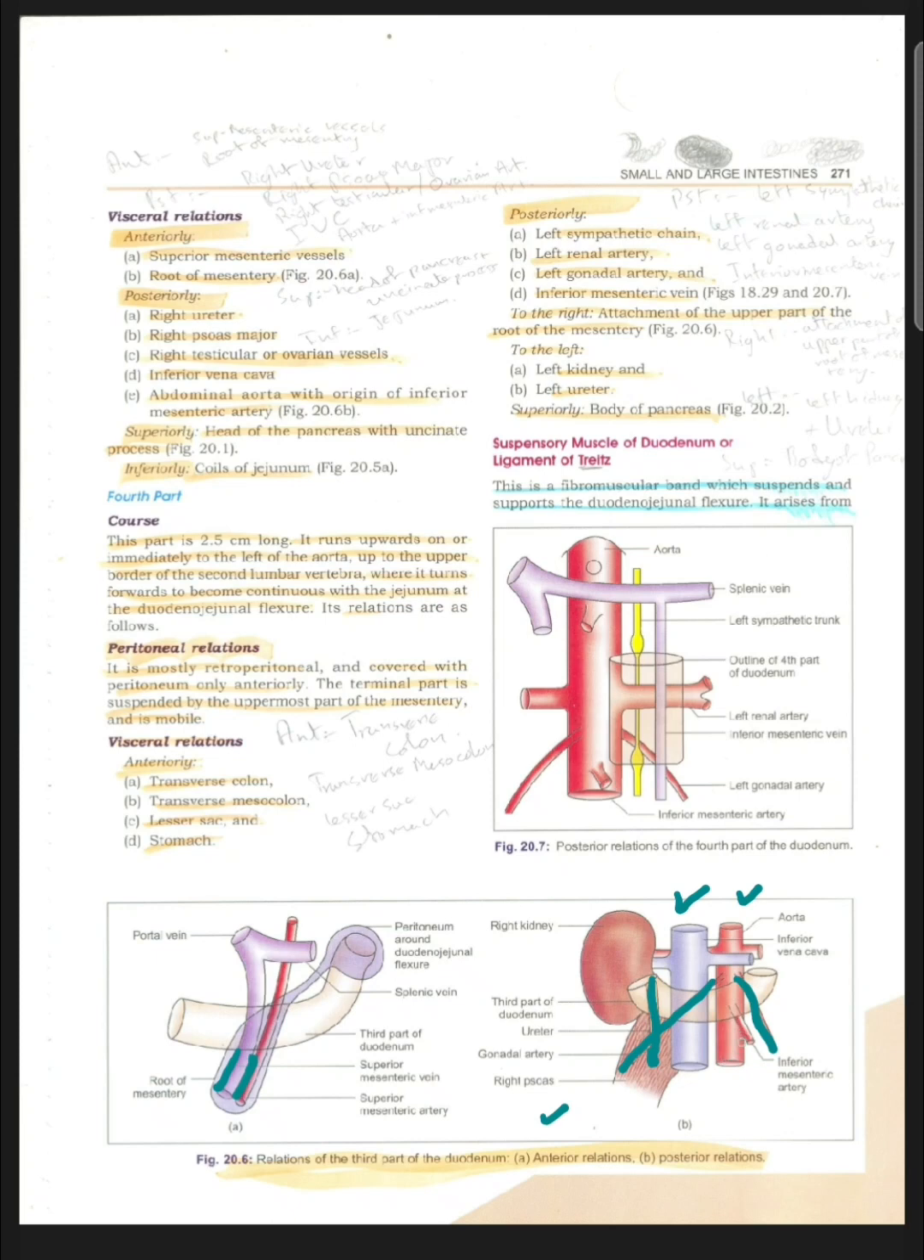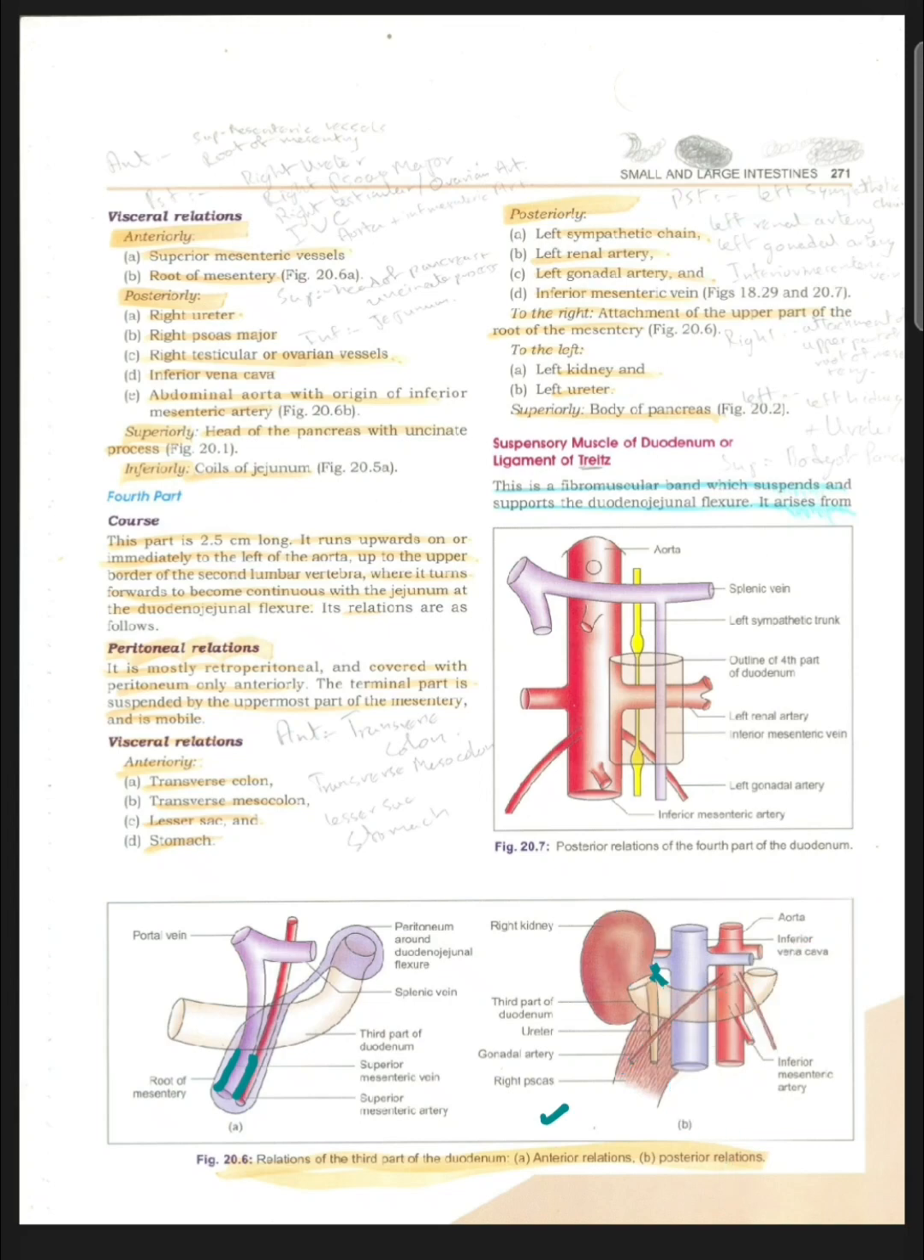Among the superior relations of the third part of the duodenum, as we know that the head of the pancreas is embedded in the second part of the duodenum, so the third part of the duodenum is superiorly related to the head of the pancreas and the uncinate process, and inferiorly it is related to the coils of the jejunum, as the coils of the jejunum are going to emerge from the duodenojejunal flexure and are going to collect inferiorly.